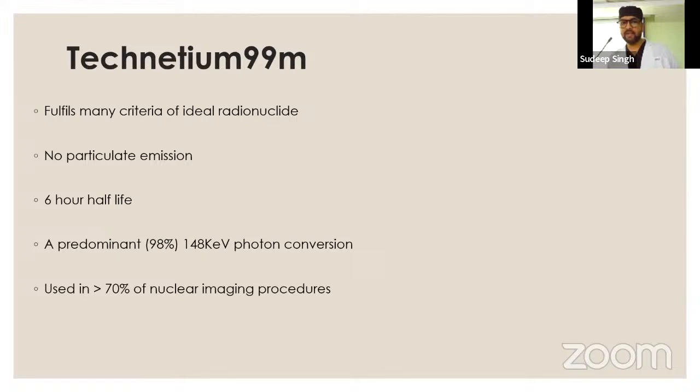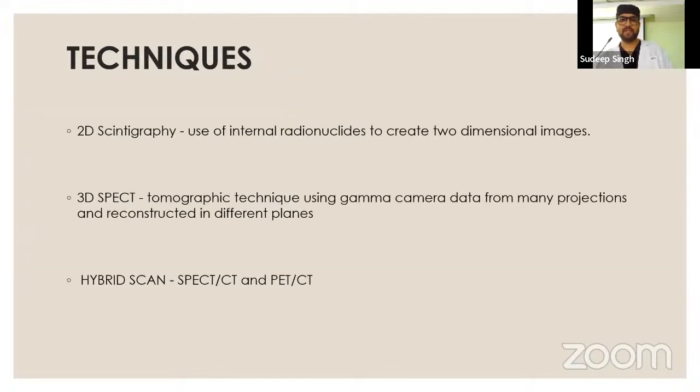Technetium-99m fulfills many criteria of an ideal radionuclide. There is no particulate emission. It has a half-life of 6 hours and a predominant 148 kiloelectron volt photon emission. It is used in more than 70% of nuclear imaging procedures. The techniques can be 2D scintigraphy, 3D SPECT, or a hybrid of those.